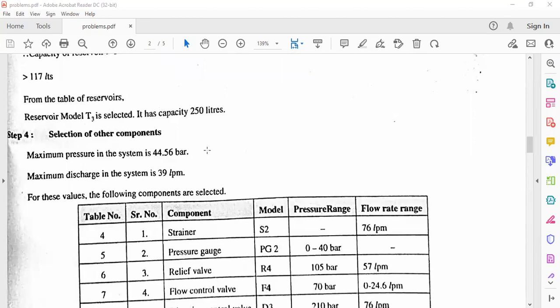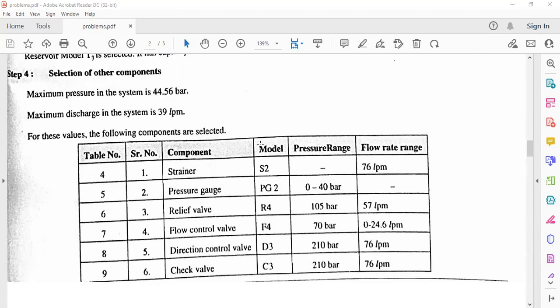Selection of the other components. Maximum pressure in the system is 44.56 bar. Maximum discharge in the system is 39 LPM. For these values, the following components are selected: strainer, pressure gauge, relief valve, flow control valve, direction control valve, check valve.